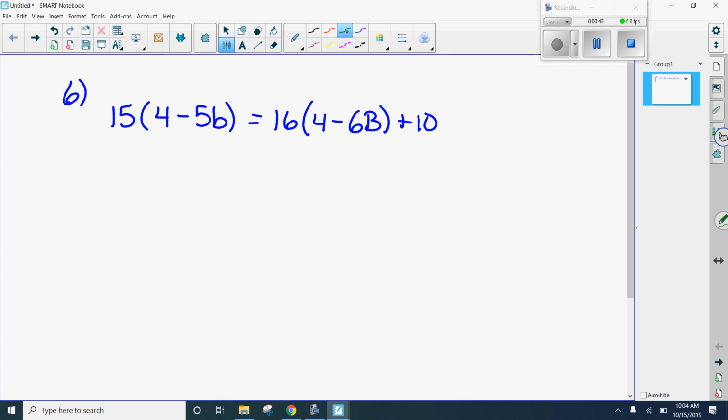What do we need to do? Distributive property. What's 15 times 4? 60. 15 times 5? 16 times 4? 64. 16 times 6?